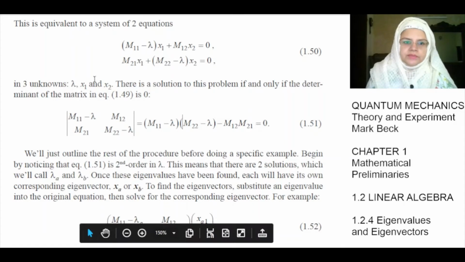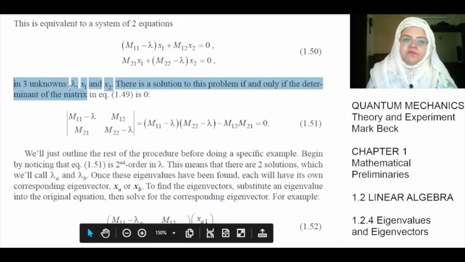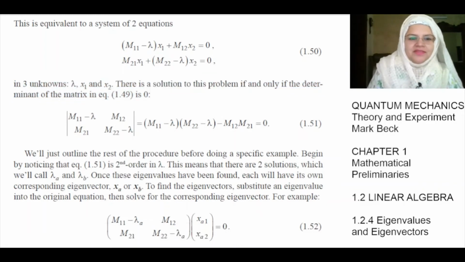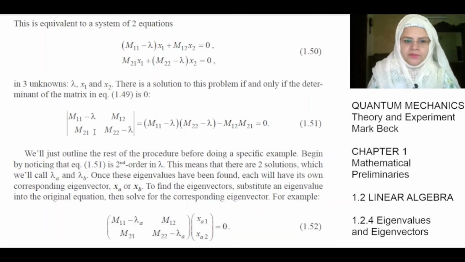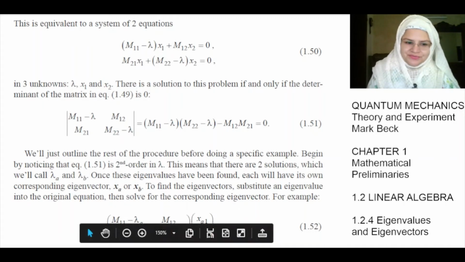In three unknowns, lambda, x1 and x2, there is a solution to this problem if and only if the determinant of the matrix in equation 1.49 is 0. For a 2 by 2 matrix, we find the determinant by multiplying the diagonal elements and subtracting the product of the off-diagonal elements. Therefore, (M11 minus lambda) times (M22 minus lambda) minus M12 M21 must equal 0.